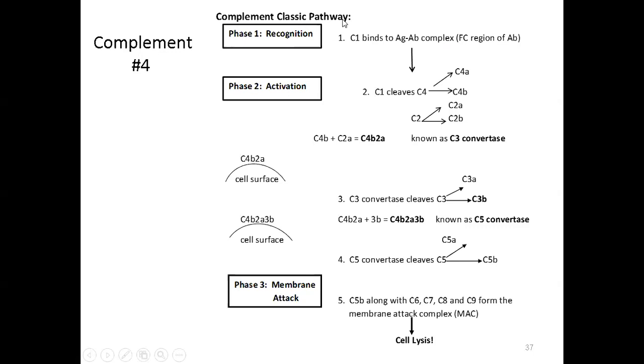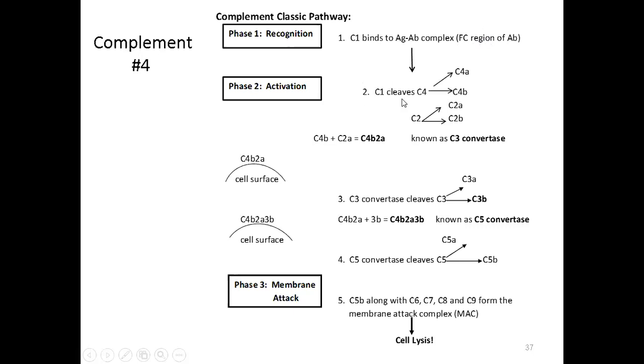Classic pathway, remember, this is the one that's important to blood banking. So in phase 1, we have recognition. C1 binds to the immune complex. Remember, the immune complex involves the red cell. And remember earlier today how we talked about the Fc region of an antibody, fragment crystallizable, fragment complement? That's what C1 is going to bind to.